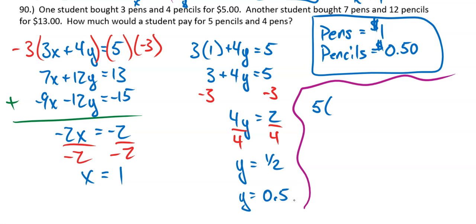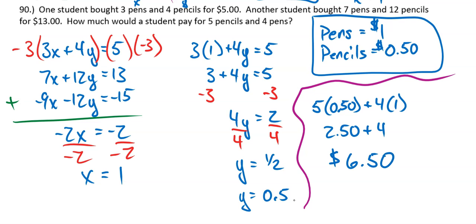5 pencils, those are 50 cents each. Plus 4 pens, those are $1 each. Well, let's see what we get here. Let's see, that's $2.50 for the pencils, plus $4 for the pens. It looks like I'm looking at $6.50. So do make sure that you answer the question. Yes, we needed to know the price of each, but we needed to know that so I could calculate the price of 5 pencils and 4 pens. Okay?